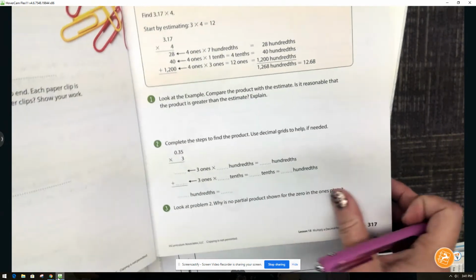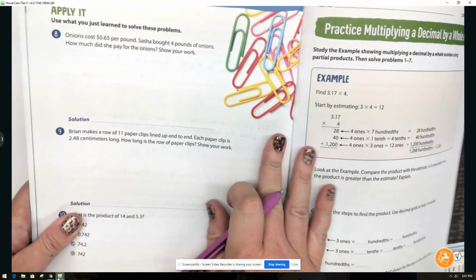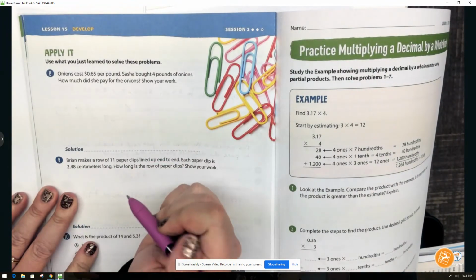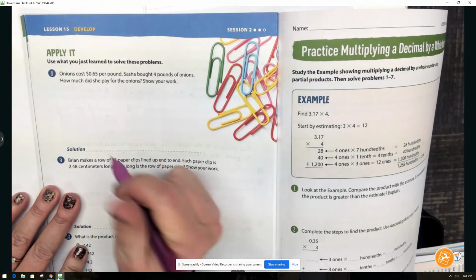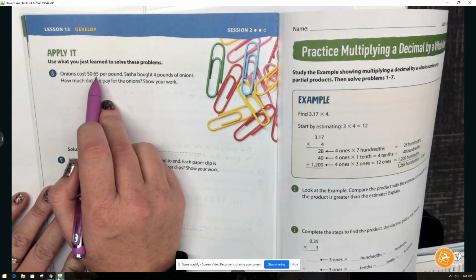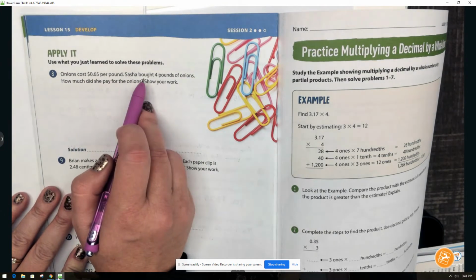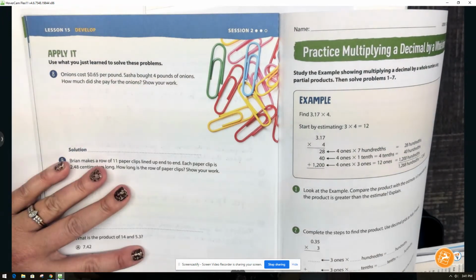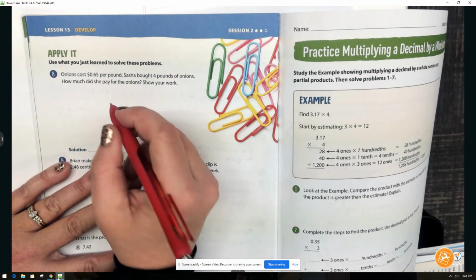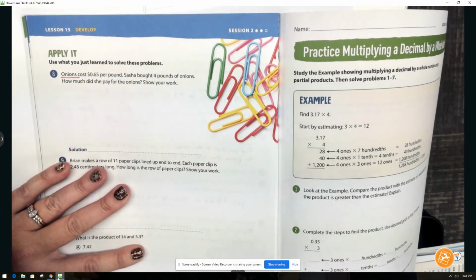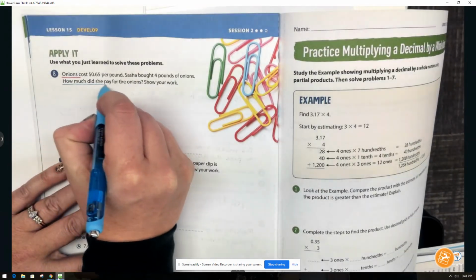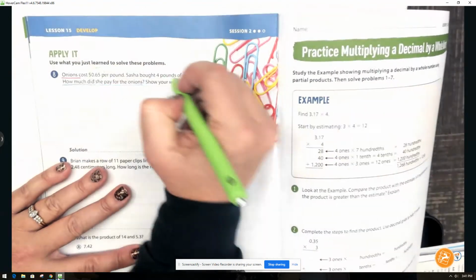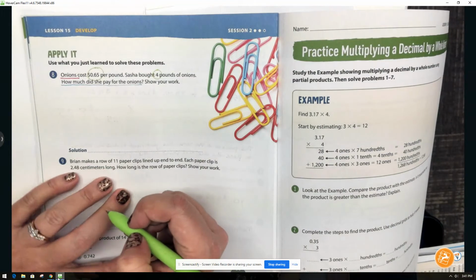All right, we're on page 316. So we're looking at all of these, and we're going to do numbers 8, 9, and 10 together. Number 8 says, onions cost 65 cents per pound. Sasha bought 4 pounds of onions. How much did she pay for the onions? Show your work. So this problem is talking about onions. We want to know how much Sasha paid for the onions. And we know that they cost 65 cents a pound and that she bought 4 pounds of onions.